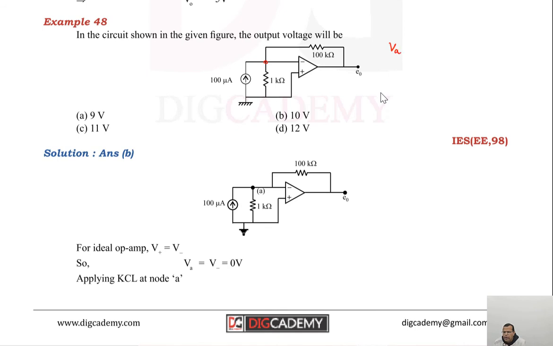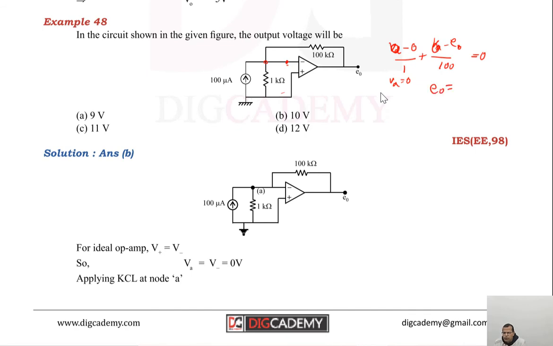VA minus 0 divided by 1 kilo ohm plus VA minus E naught divided by 100 kilo ohm, that is equal to 0. But remember, for an ideal op amp, if the non-inverting terminal is grounded, here it is grounded, the voltage at this terminal is the same as the voltage at this terminal. So voltage VA will be equal to 0. If VA is 0, this is 0 minus 0, so this becomes 0, this becomes 0. So what will be E naught?